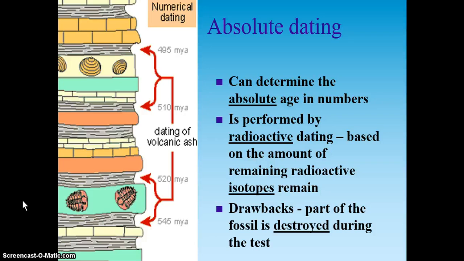Absolute dating does give you a specific age in numbers. And absolute dating is performed by radioactive dating. That means you look at the remaining radioactive isotopes in a rock layer and determine the actual age of the rock or of the fossil. The main drawback is that part of that fossil is going to be destroyed during testing, because in order to test it, you actually have to grind the fossil down into tiny, tiny pieces before it's run through basically a machine that determines the number of radioactive isotopes that are remaining.